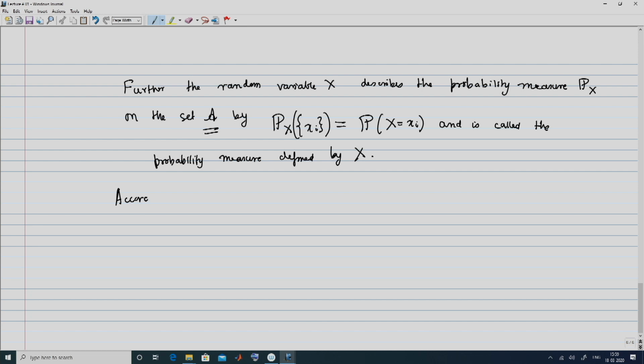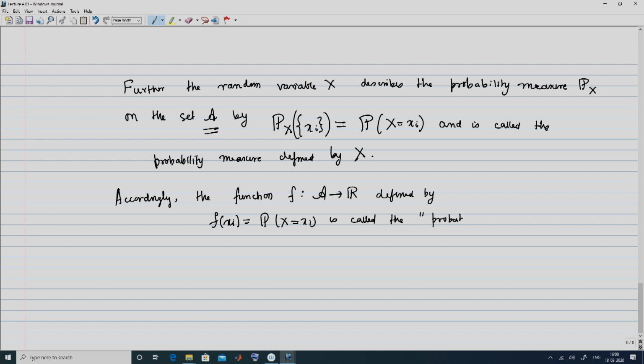So, accordingly, the function small f from A to R, just like we had defined the small f earlier to define the probability mass function, defined by f of x_i is equal to probability X equal to x_i, is called, just like before, this time also we are calling this the probability mass function of the random variable X. So, here we specify that it is the probability mass function for the random variable X.